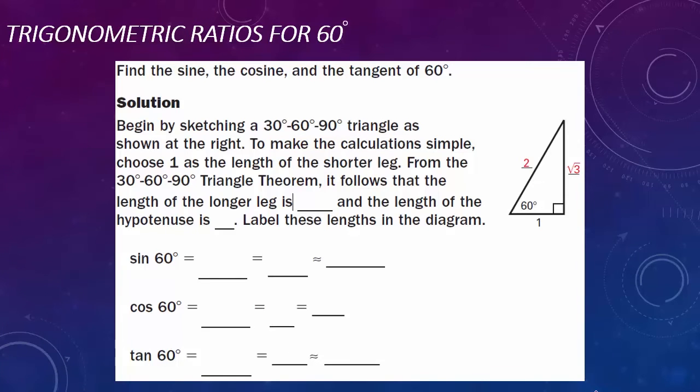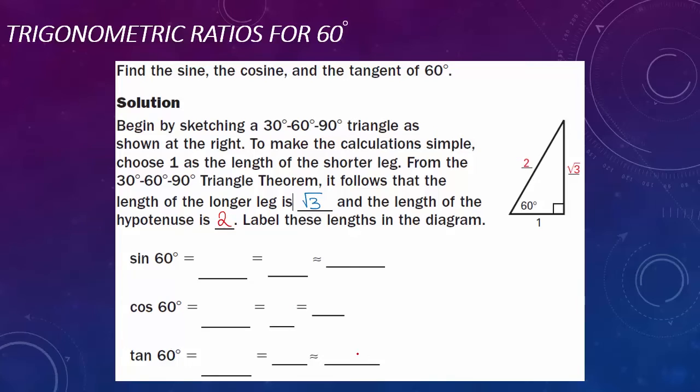Example 2, trigonometric ratios for 60 degrees. Find the sine, the cosine, and the tangent of 60 degrees. Begin by sketching a 30 degree, 60 degree, 90 degree triangle as shown on the right. To make the calculation simple, choose 1 as the length of your shorter leg. From the 30-60-90 triangle theorem, it follows that the length of the longer leg is square root of 3 and the length of the hypotenuse is 2. Label these lengths in the diagram.